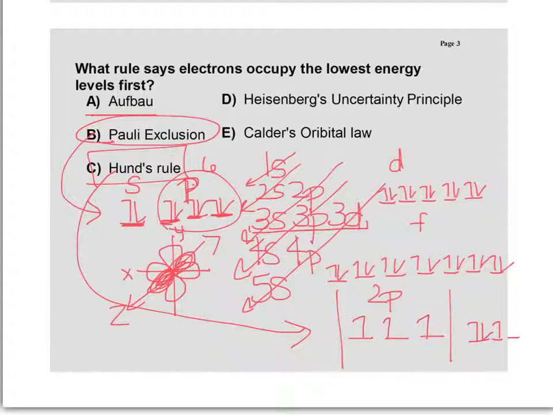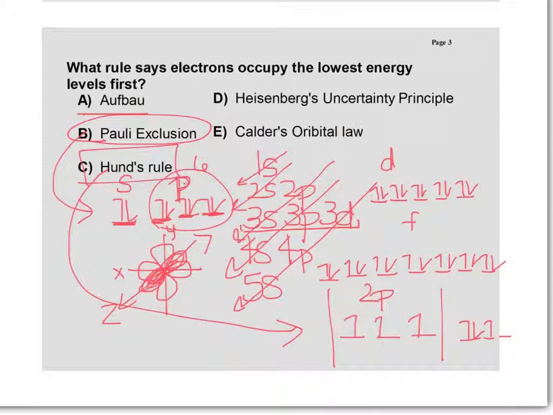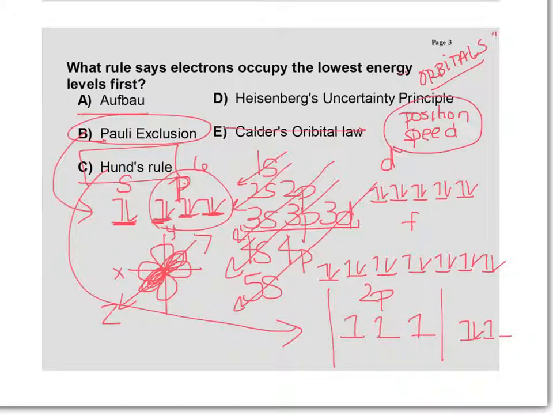That's Hund's rule. And then Heisenberg's uncertainty principle is the one that says that you can't know, I believe, the position and the speed of an electron at the same time. So we only have orbitals, areas where we feel there's the highest probability of finding an electron, not exact orbits where we know exactly where an electron is and what direction it's going or any of that. You can't measure that directly.